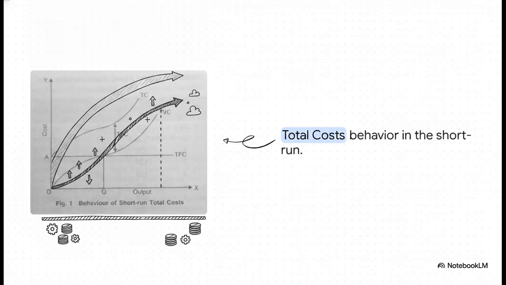Picture a perfectly flat, horizontal line on a graph. That is your total fixed cost. It doesn't budge no matter how much you produce. Now imagine a total variable cost curve starting at 0 and climbing upward as output grows. The really cool part, your total cost curve perfectly mirrors the shape of that variable cost curve. It just starts higher up. Why? Because it originates precisely from that exact spot on the axis where your fixed costs kick in.